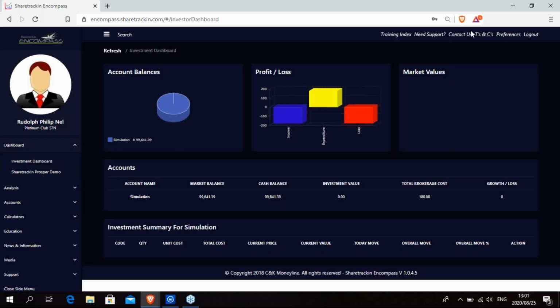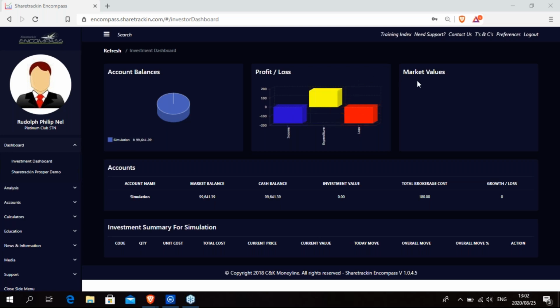The first page that you'll see is your investment dashboard. Now this dashboard is basically where all your shares are going to display. On the left hand side here you'll see your account balances. All the accounts that you've opened would display here on your left hand side. You'll see I've got a simulation portfolio here. Usually the default would be 100,000 that you'll get in your simulation portfolio, and then to the right of that you get your profits and losses. Now that will show your income, your expenditure, and then your losses that you've acquired.